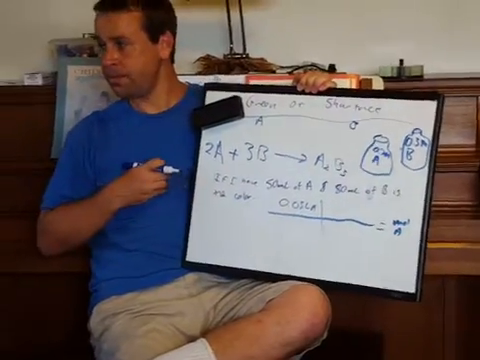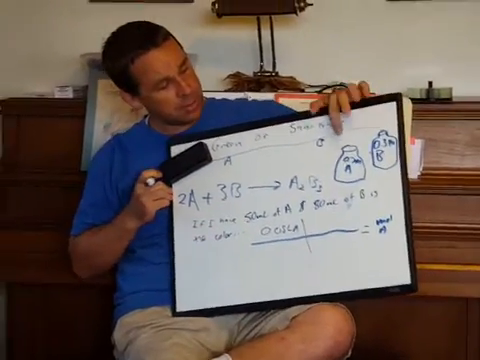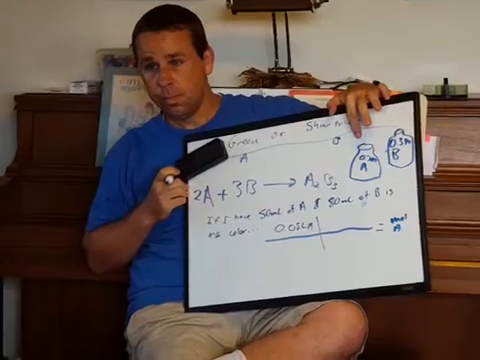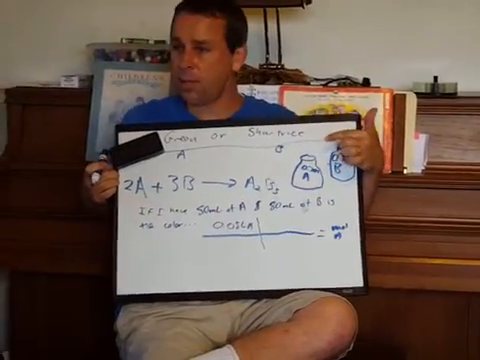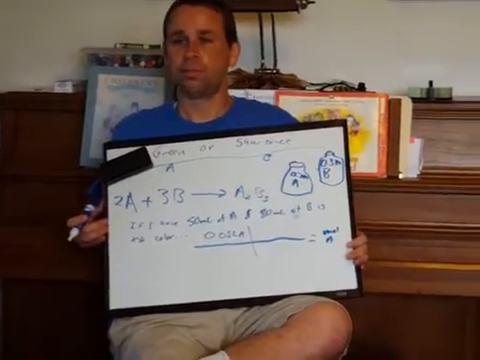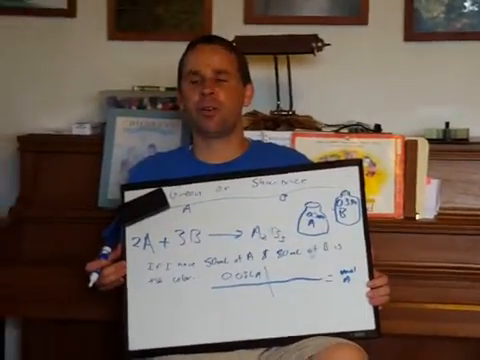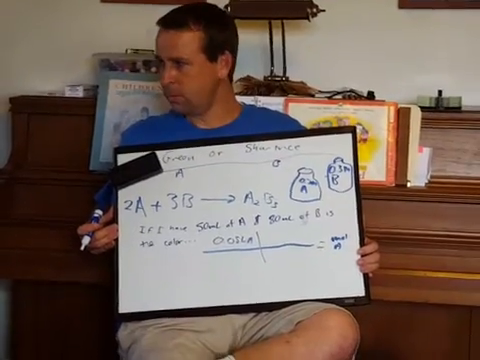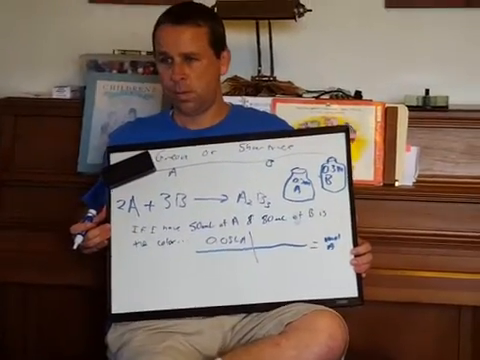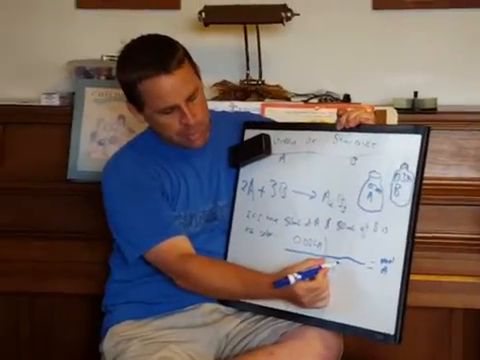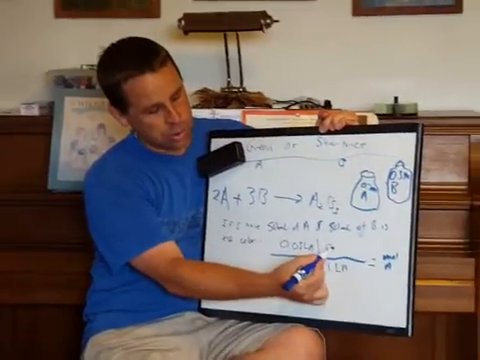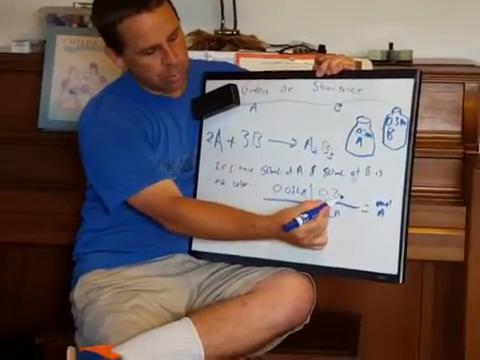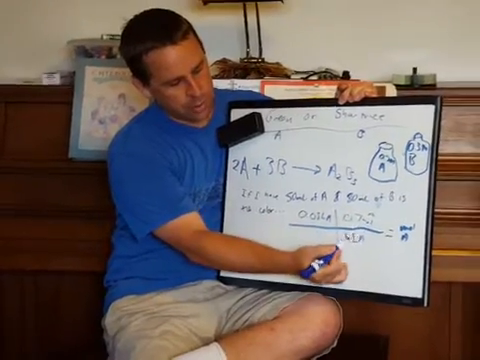0.7 liters of A? Is that what this 0.7 means? No, that's the concentration. That's the number of moles for every liter. Right? So it goes 1 liter of A on the bottom. That's right. 1 liter of A here, and then up here goes 0.7 moles. 0.7 moles of A for every 1 liter.